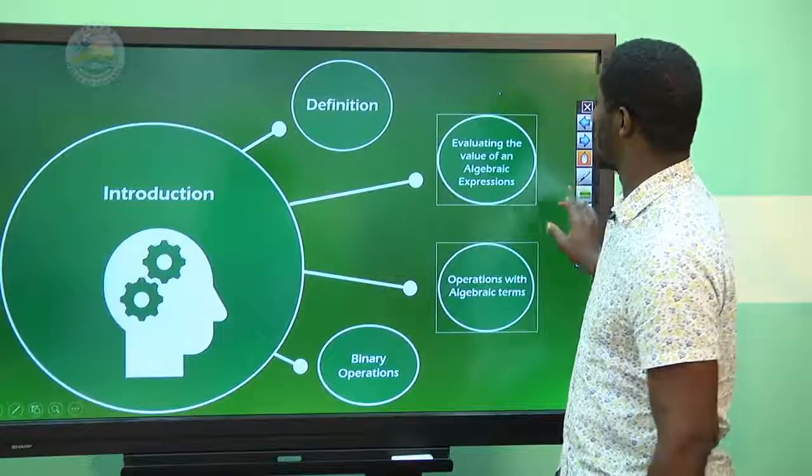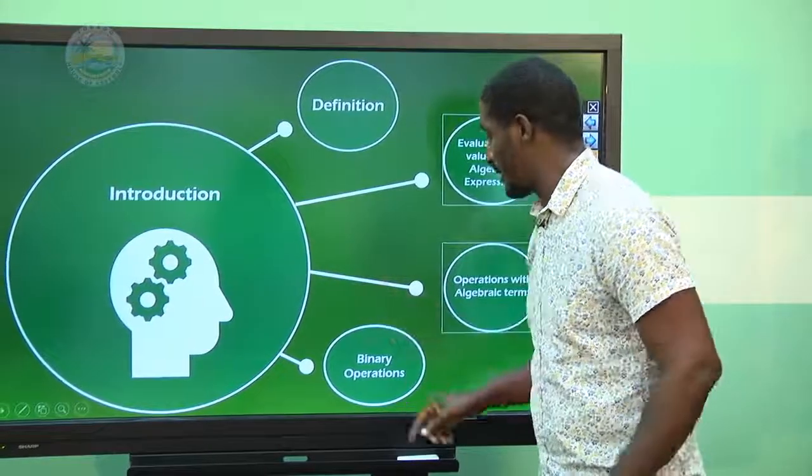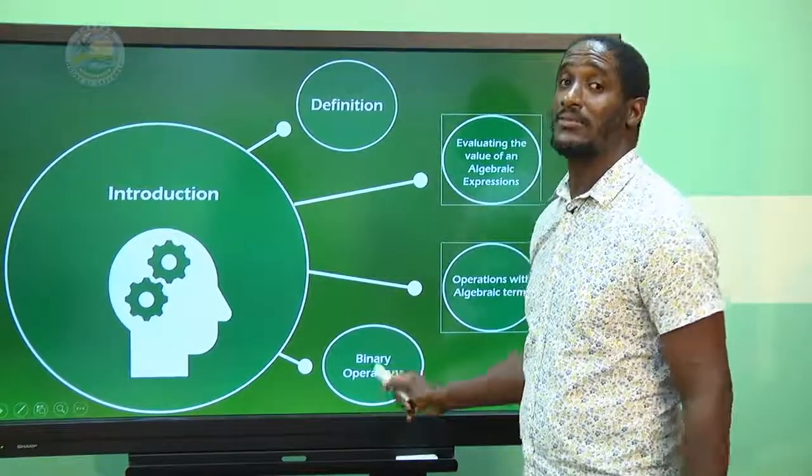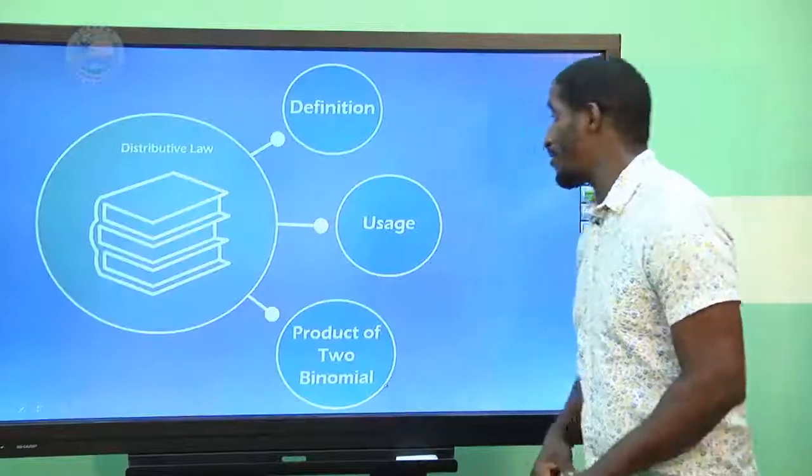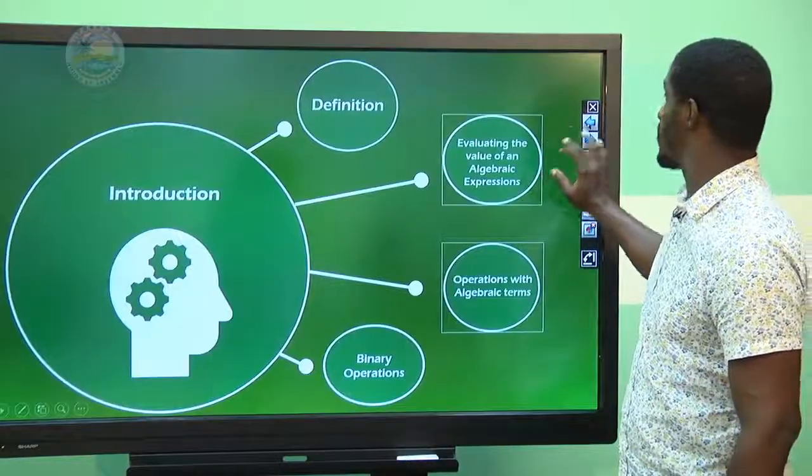So we have come to the end of what we want to look at here today. When we come to our next video, we shall be looking at binary operations. So look forward to binary operations in our next video.